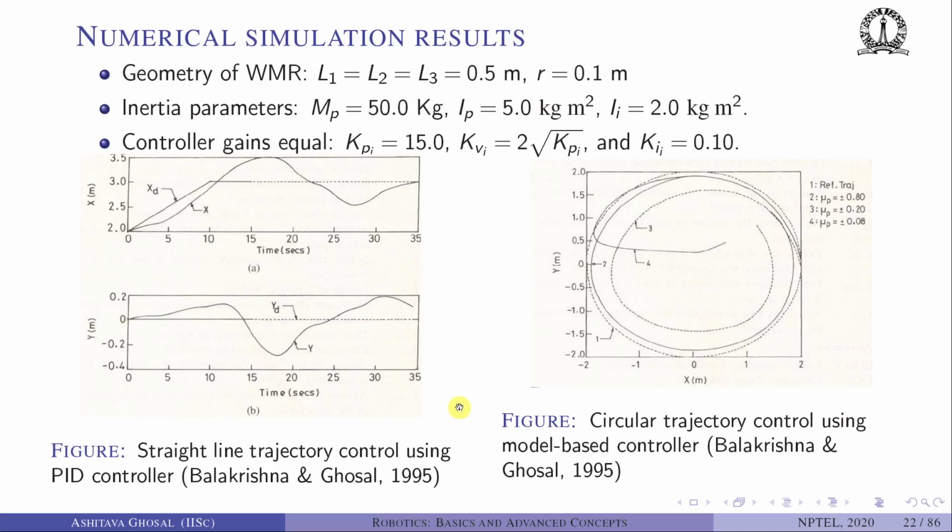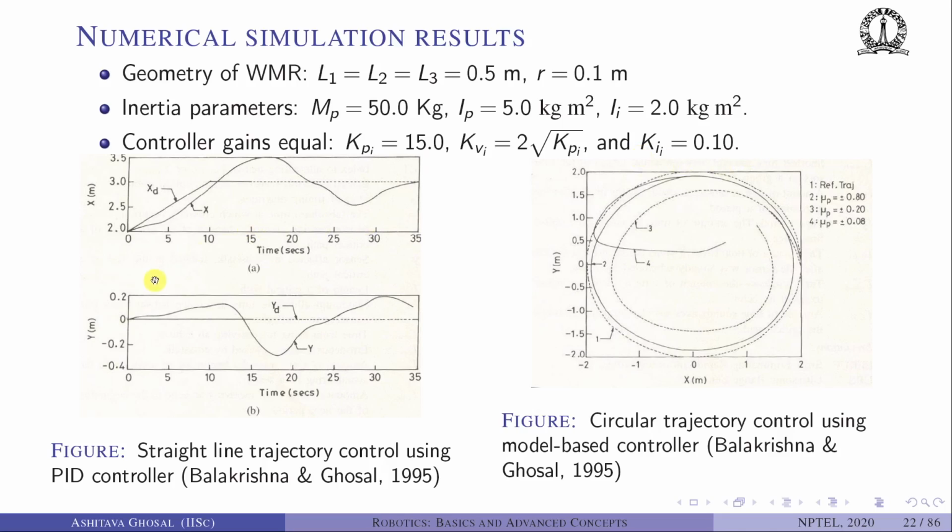So this control scheme was used by one of the students long time back. We assume L1, L2, L3 is 0.5, R is 0.1 meters. Inertia parameters were taken as 50 kg and some IP was 5 kg meter square. The wheels were 2 kg meter square, and we set controller gains KP to 15, KD to 2 square root of KP, meaning critical damping, and integral gain as 0.1.